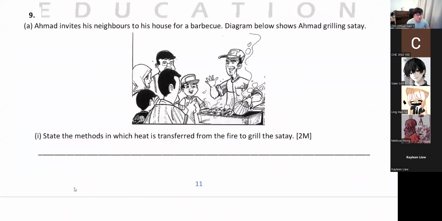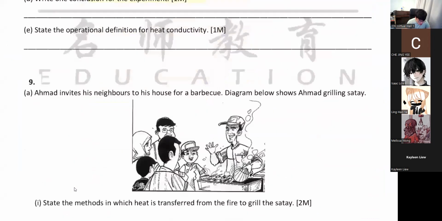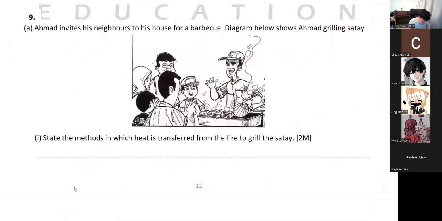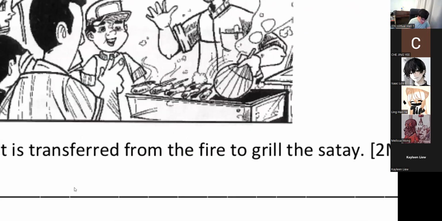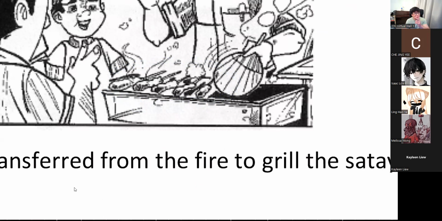Let's go to question 9. Guys, listen. This part will be very common in the exam, so please pay attention. Number 9: Ahmad invites his neighbor to his house for a barbecue, where Gamat is grilling satay. State the methods in which heat is transferred from the fire to grill the satay. Guys, if he's grilling the satay, what method of heat transfer is this? Can anyone tell me? There are actually two.